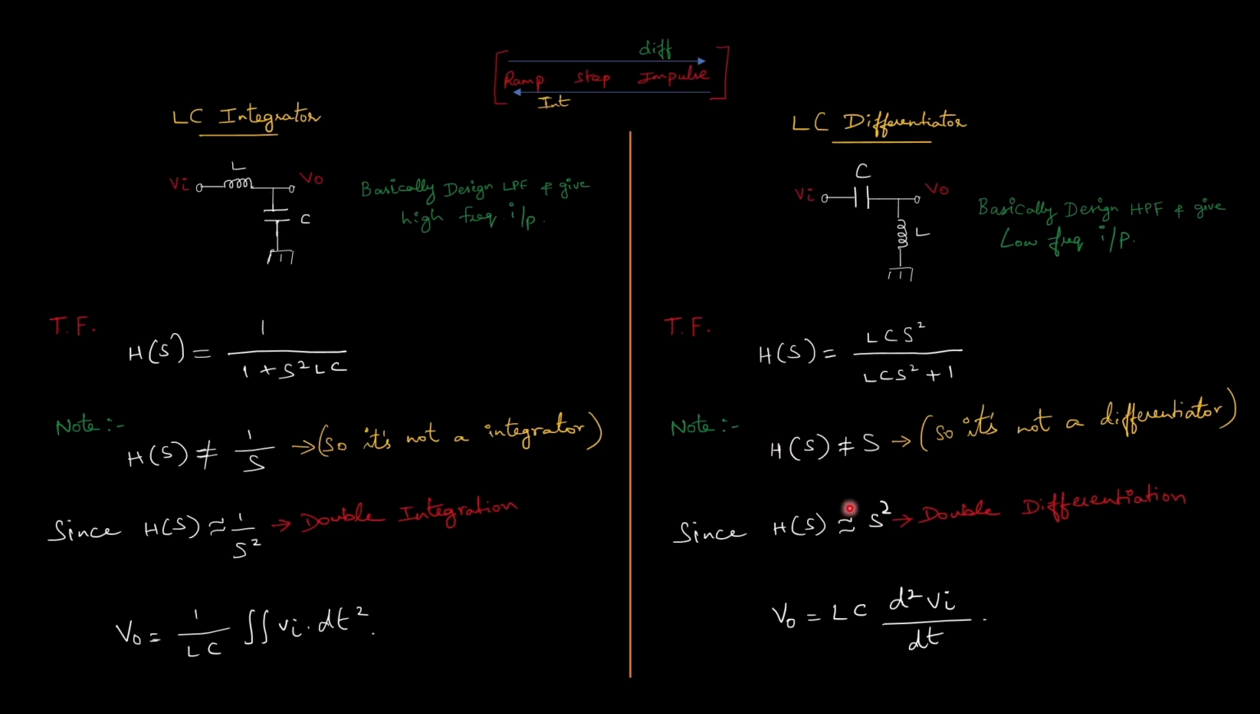Now this may raise a question. What's the difference between s and s²? For example, let's say we are giving a ramp signal as the input. We can expect a step output if the transfer function is s. But since the transfer function is s², if we give a ramp signal as the input, we will get an impulse directly at the output instead of the intermediate step signal. So this is the difference with double differentiation. And for double integration, if we give an impulse as the input, we can directly expect a ramp at the output instead of seeing the intermediate step signal.